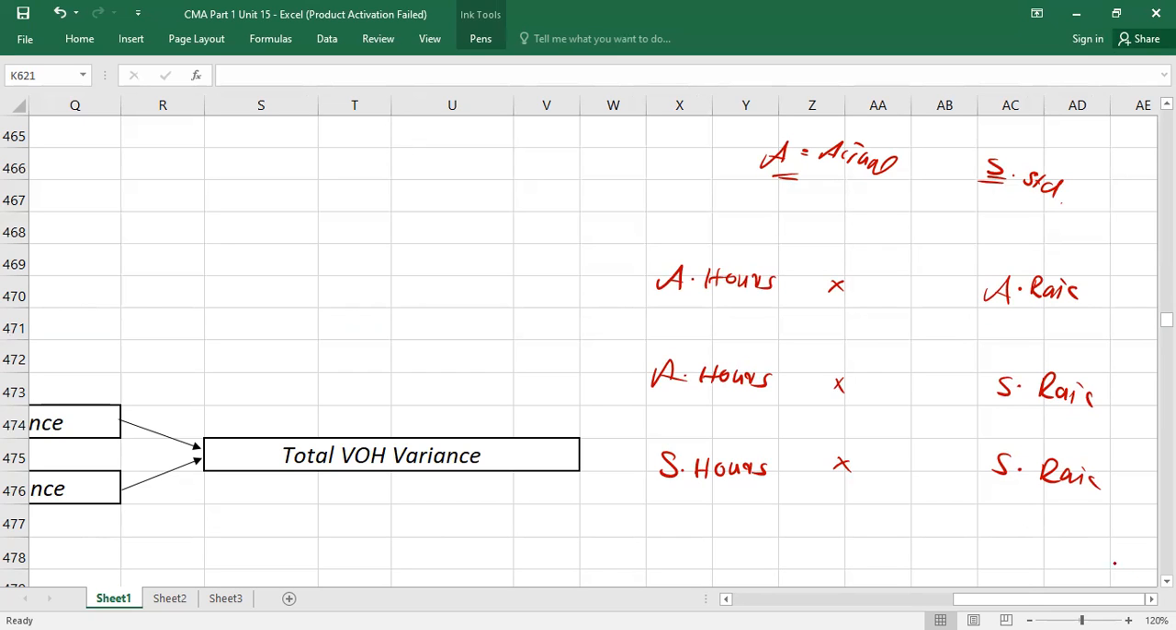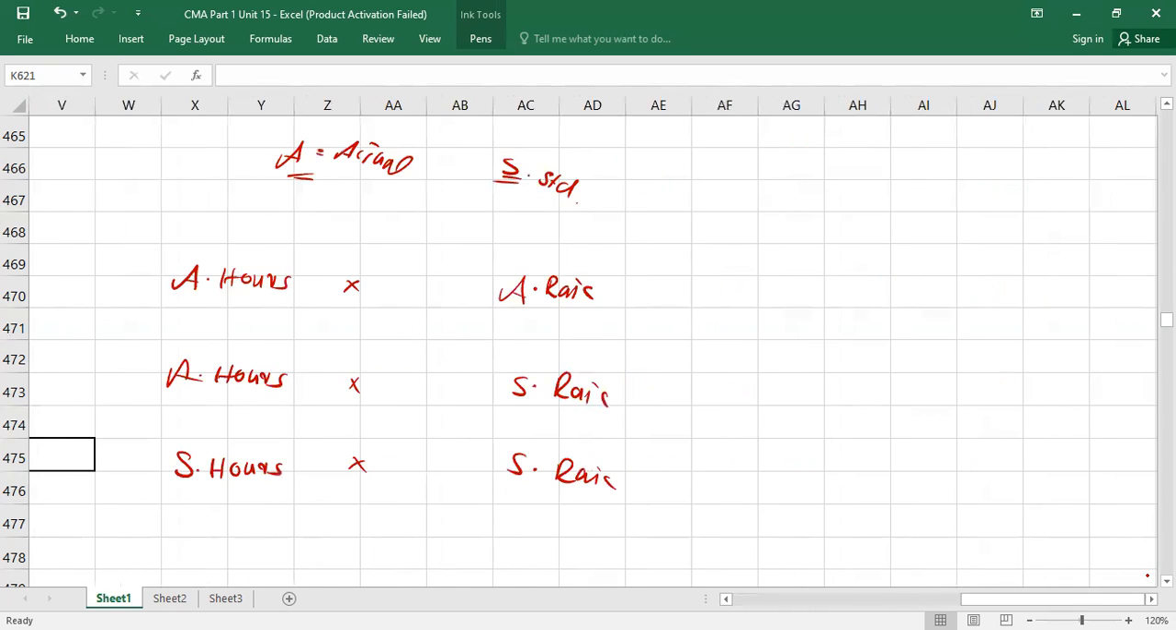Okay. Now please remember, here I'm just showing you. I'll tell you how to find these components. Don't worry. So we have three lines. If I multiply actual hours with the actual rate, I'll get one value. Right or wrong? And you know what it is? This value is your actual amount of variable overheads.